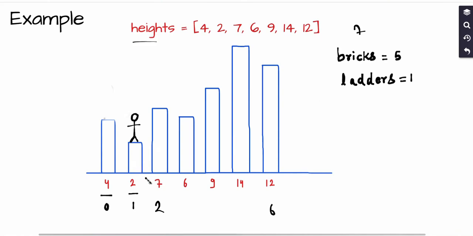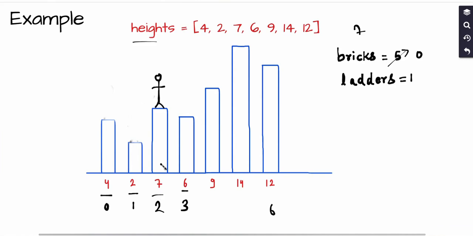How many bricks do we have to use to jump to building number 2? That is the difference between the heights of the buildings, which is 7 minus 2, 5. So I can use 5 bricks or one ladder to jump to the next building. So what I would do here, let's use bricks. So I use my 5 bricks here and they become 0, and I jump to building number 2. Now I'm standing at building number 2 and I see the next building, and I observe that the next building is shorter than the building on which I am standing.